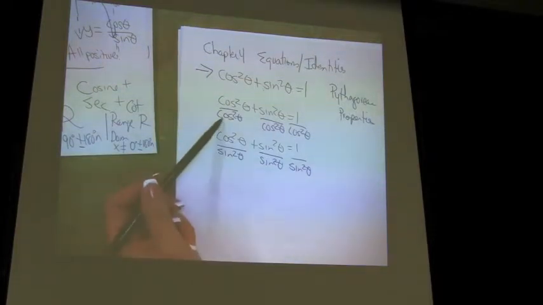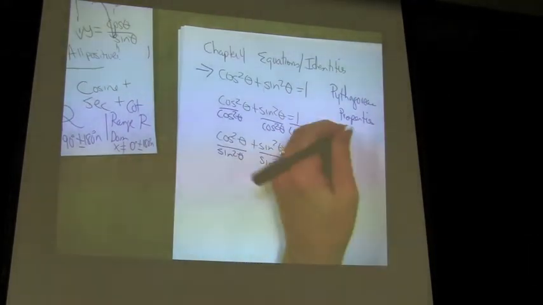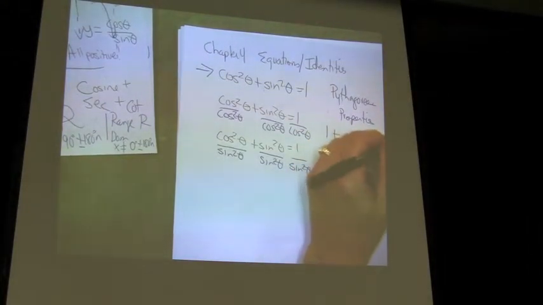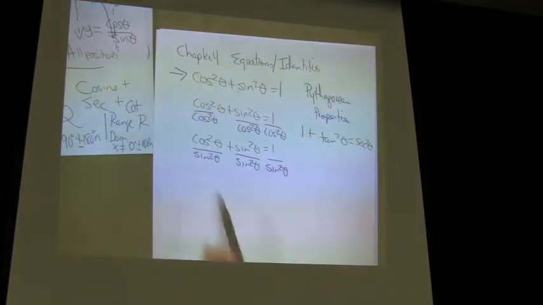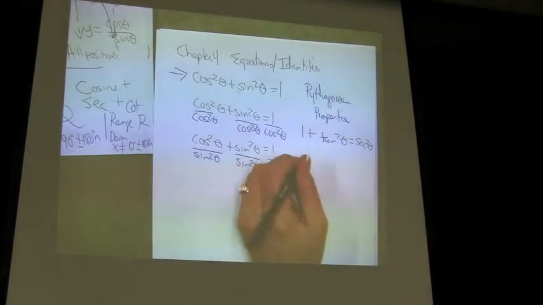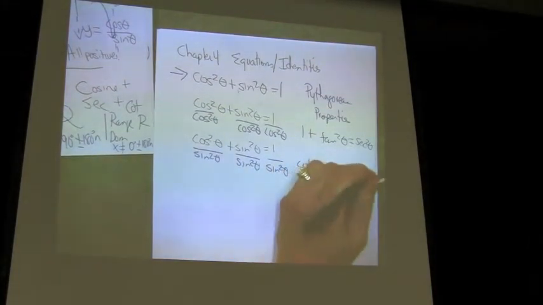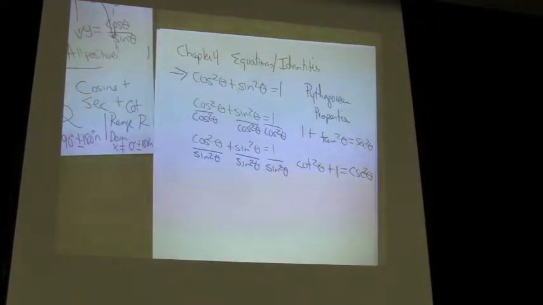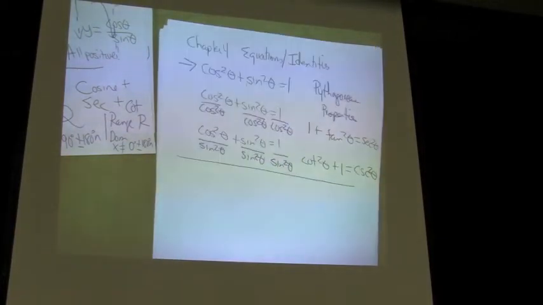So, this one turns into what? 1 plus tangent squared theta equals secant squared theta. And this one turns into cotangent squared theta plus 1 equals cosecant squared theta. But you really only need to memorize that one. So we began equations and identities in this chapter with you.